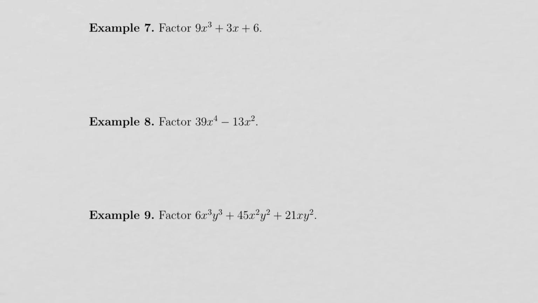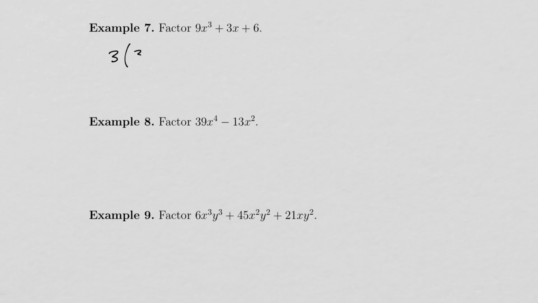Okay, let's do some more of these. So what about this next one here? I want to factor 9x cubed plus 3x plus 6. So x is not common to every term, right? It looks like maybe just a 3 is common to every term. So I can pull out a 3, and then what am I left with?